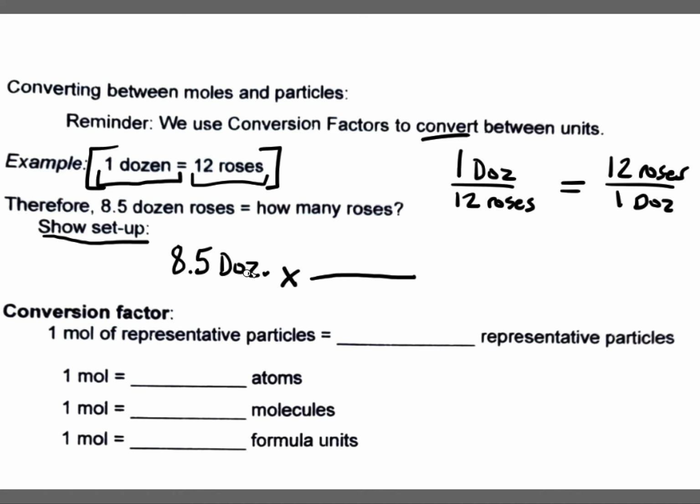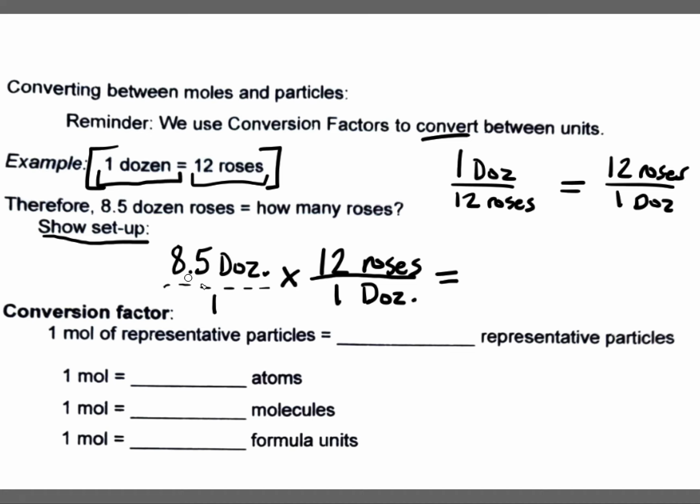I'm trying to convert from dozens into individual roses, so I'm going to use the conversion factor written like this: 12 roses for every 1 dozen. The reason I set it up like that is, if I look at just the units that we're using, dozen and roses, and think about the fact that this has an imaginary 1, all numbers like that are going to be over this imaginary 1.